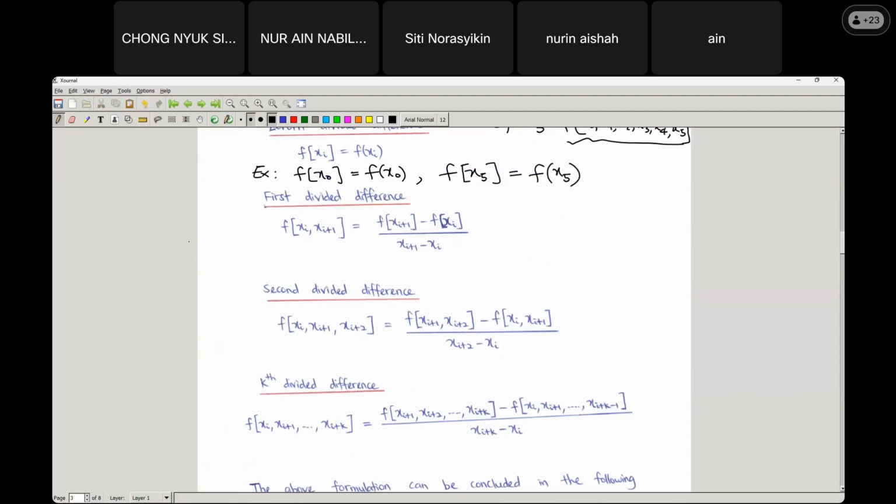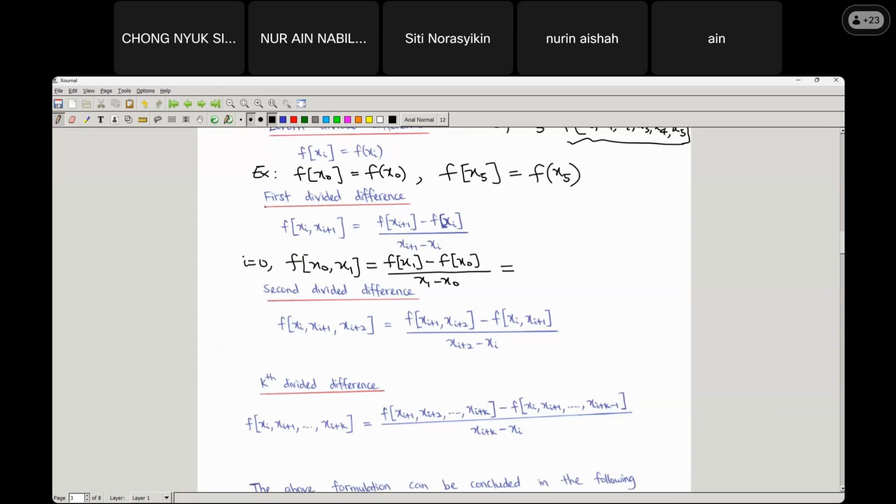Okay. So for the first divided difference we have two points. If you see, this is the formula f[xi, xi+1]. So the formula will be f(xi+1) minus f(xi) divided by xi+1 minus xi. So for example, if my i is equal to 0, then I have f[x0, xi+1], where i+1 is equivalent to 0 plus 1. So this will give us 1. So the formula is equal to f(x1) minus f(x0) divided by x1 minus x0.